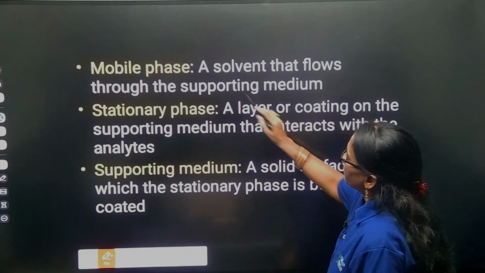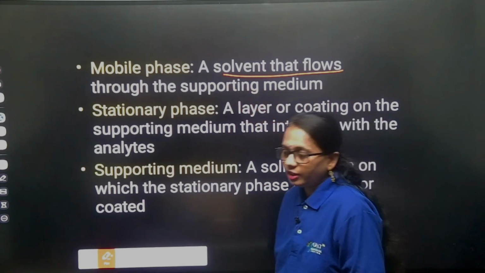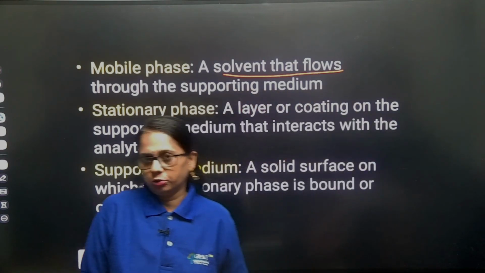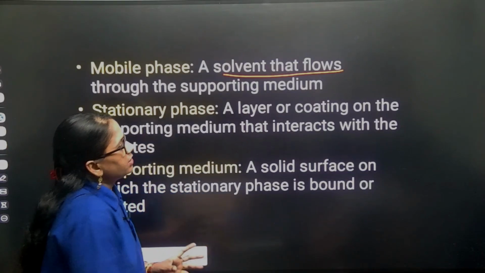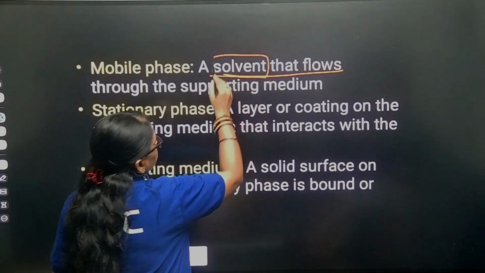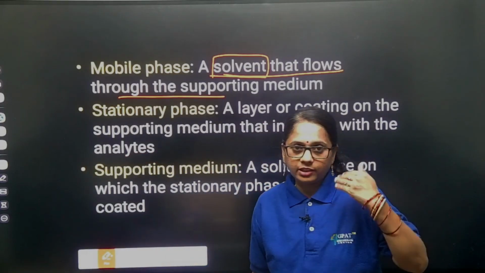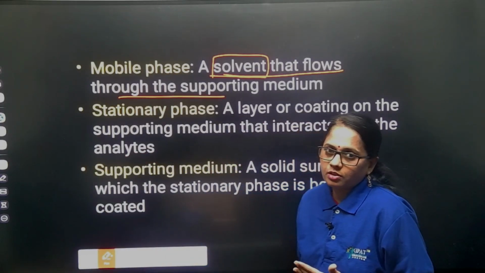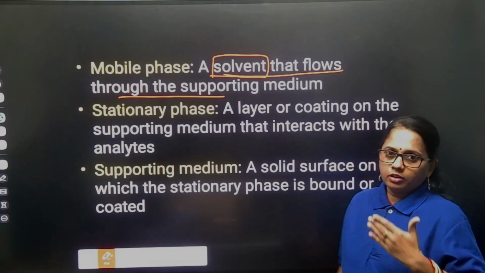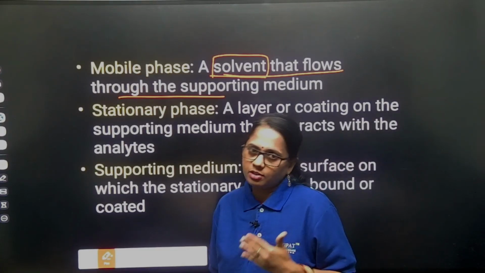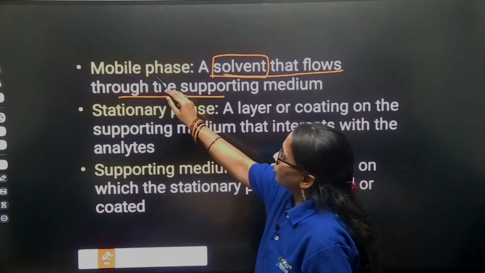Mobile phase means a solvent, generally a liquid in liquid chromatography. The mobile phase is a solvent that flows through the supporting medium. The stationary phase could be a solid, or a liquid coated on a solid. That is called the mobile phase.